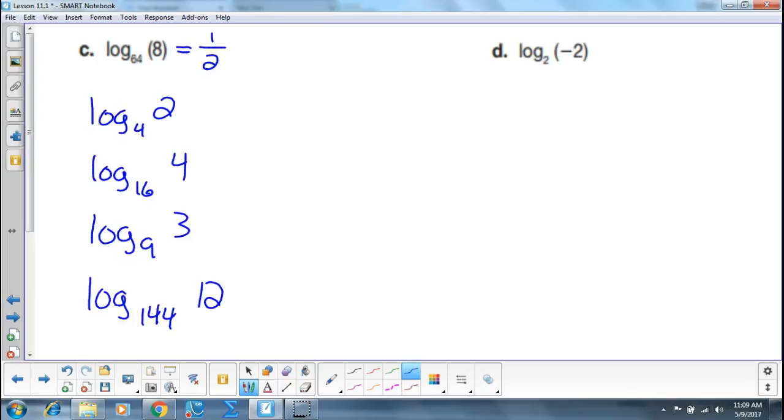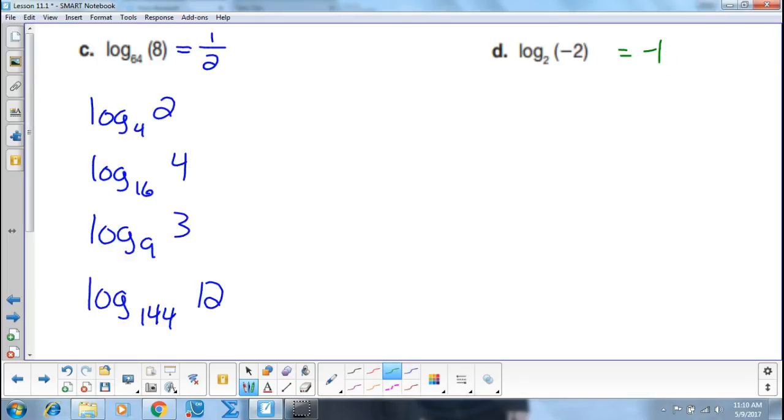What about D? Anybody come up with one for D? Log base 3 of negative 3. Log base 3 of negative 3 would not work. Why didn't that work though? Because isn't it just negative 1? So you're saying that this is equivalent to negative 1, right? Okay. So we're saying that this is negative 1.